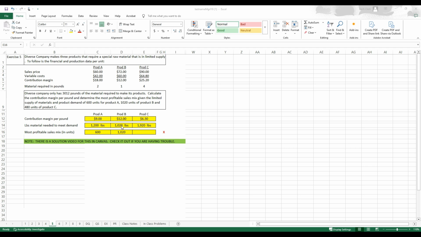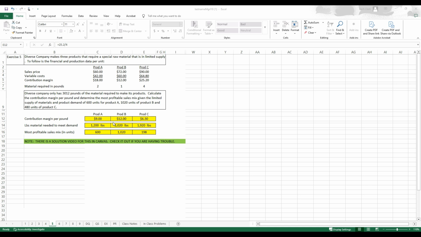With the leftover material, we can make as much product C as we can. Again, 3,012 minus 1,200 and minus 1,020 leaves us 792 pounds. If it takes 4 pounds to make 1 unit, then we take 792 pounds divided by 4, and that means we can make 198 units of product C. So we're not maxing out the demand for product C, right? We still have the difference, 480 minus 198, so the customer would still want to buy 282 units of product C. We've only done 198 out of 480 for C.